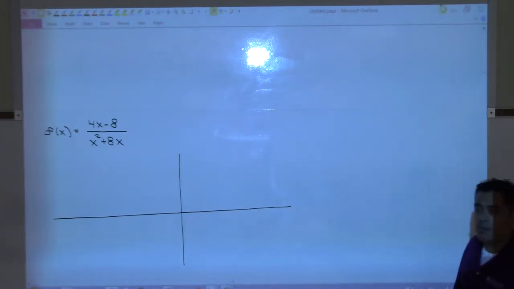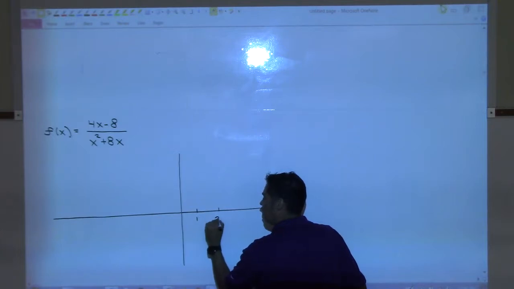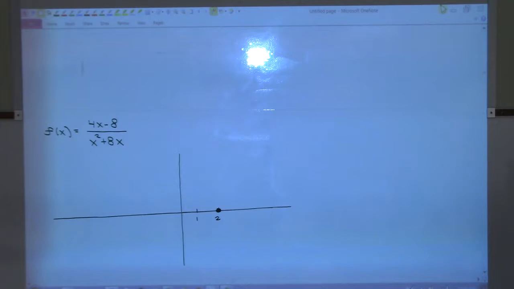At x equals 2, I'm going to draw a point on the x-axis. 1, 2, I draw a point on the x-axis. Everyone agree that's from step 2? Okay. All right, we'll move on. Jared?